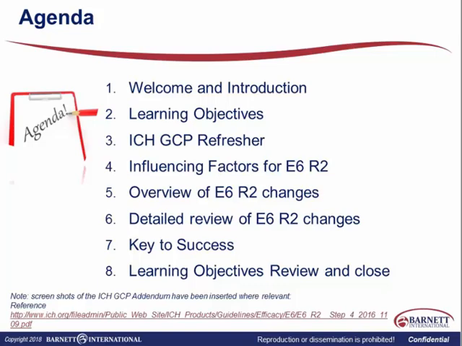So we're going to have a quick welcome and introduction. We'll go through our learning objectives, and then we'll look at a small amount of background around ICH GCP, and then think about why it has changed, what has influenced this recent update to the guideline. Then we're going to spend some time going through an overview of what the changes are and a detailed review of each change and what the impact is for us in the clinical research industry. And then finally, we'll begin to close as we talk about what we need to do to succeed to make sure we're compliant with these changes. And then we'll review our objectives and close the training.